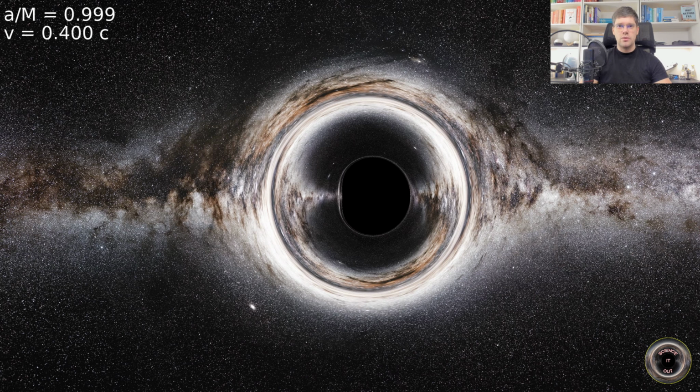This is a good moment to also mention one thing that is not present in this simulation, but should be. And I mean the Doppler effect. At such speeds, the light would be visibly blue shifted in the front and red shifted in the back.